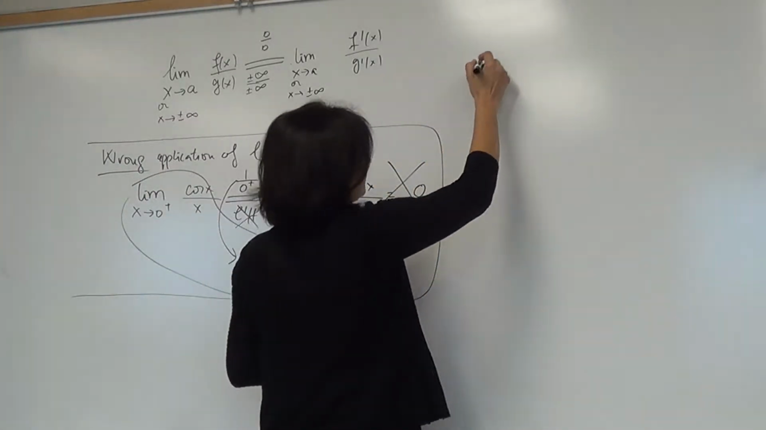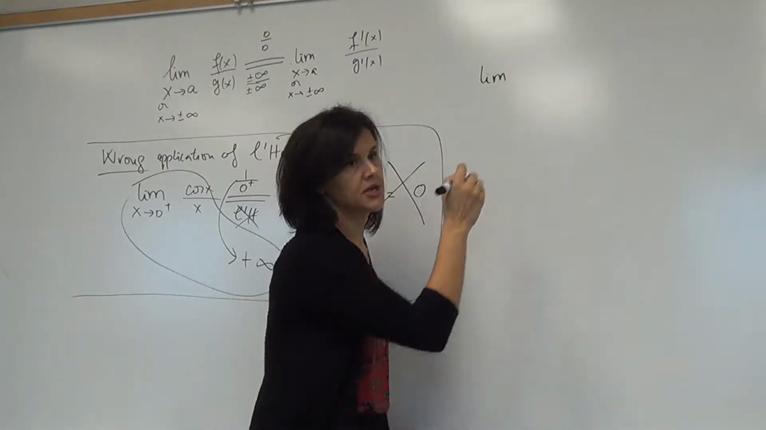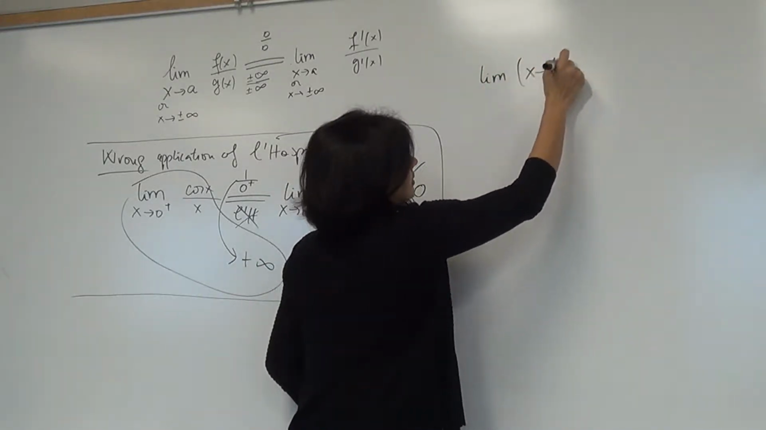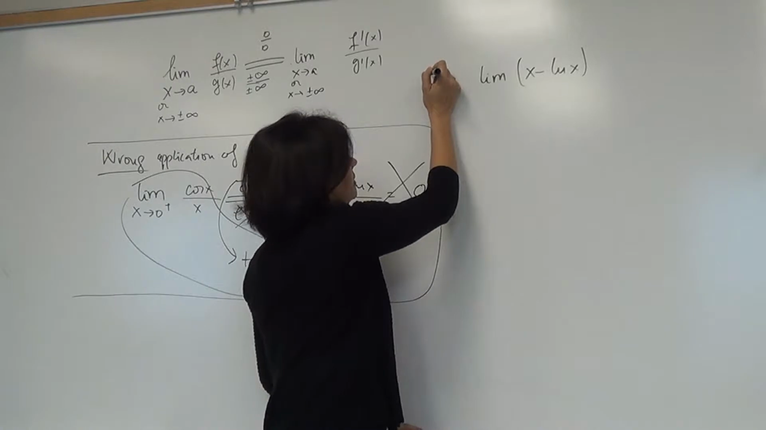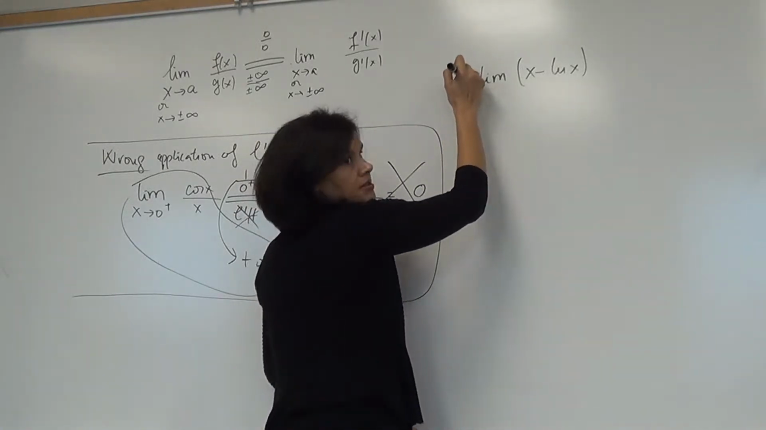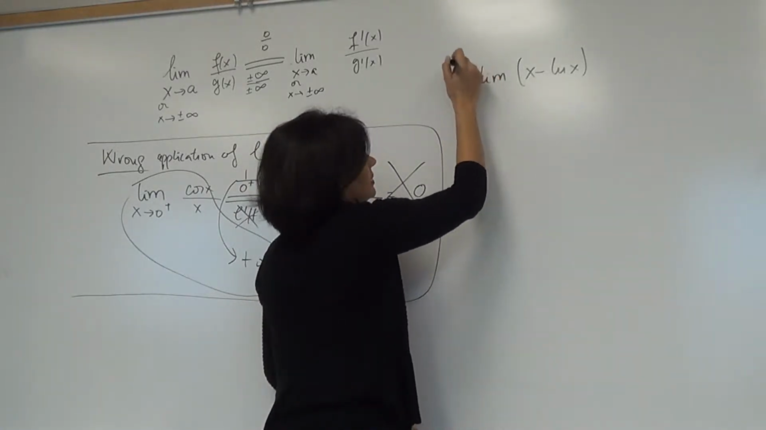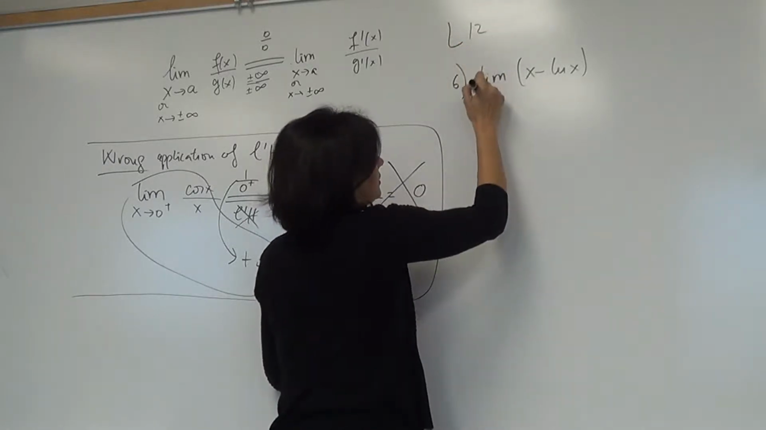For example, can you tell me what is that one, x minus ln of x? Which one is that? 6. Then we have 6? X approaching infinity. And it's 6? Yes. Lecture 12. Thank you.